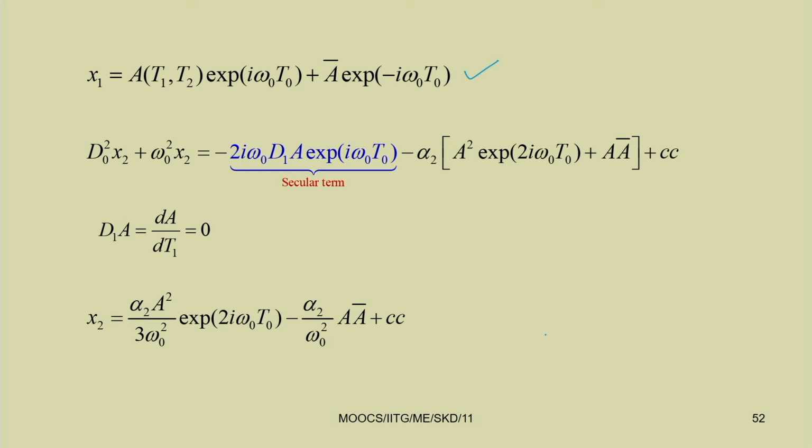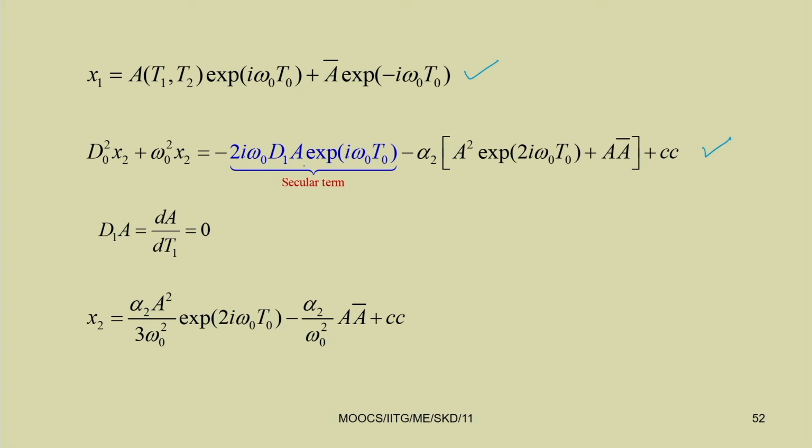Now, substituting this x1 equation in this equation of d0 square x2 plus omega0 square x2, that is the second equation, we are getting this term, and if you look carefully you can see we have a term that is minus 2 i omega0 d1 a e to the power i omega0 t0. So, as this term contains e to the power i omega0 t0, its particular integral you can find by substituting.